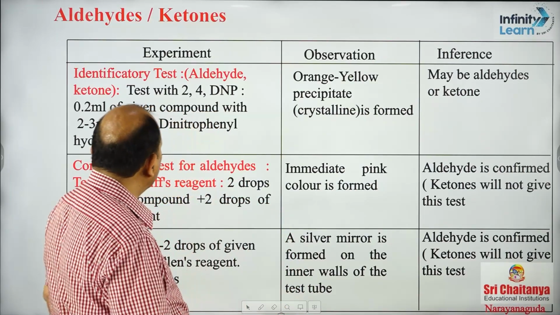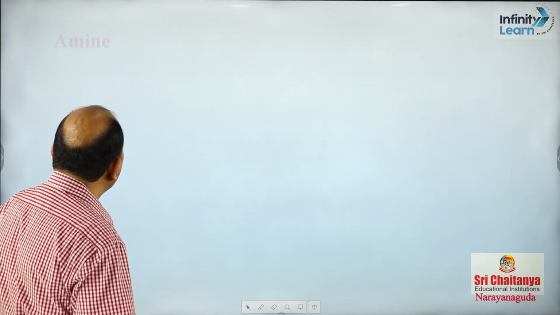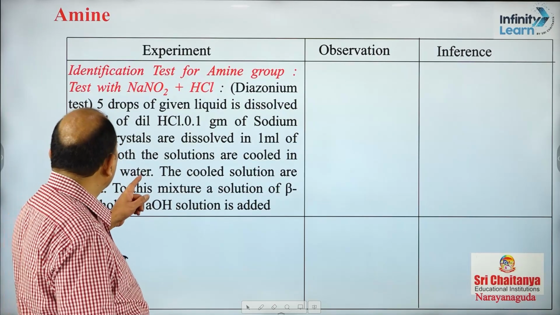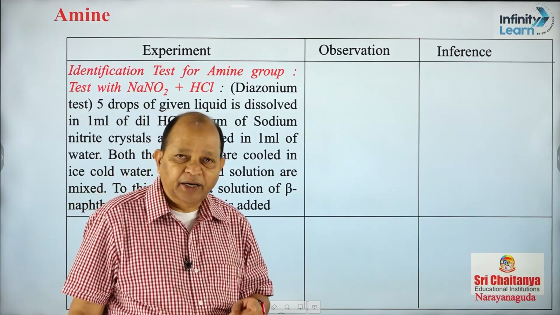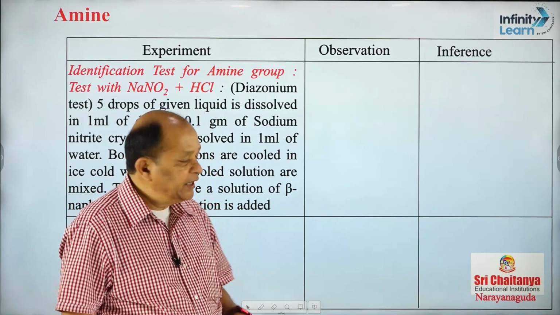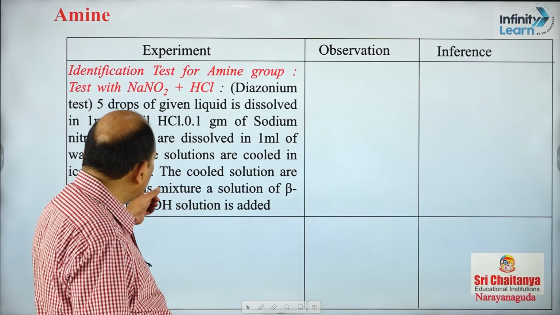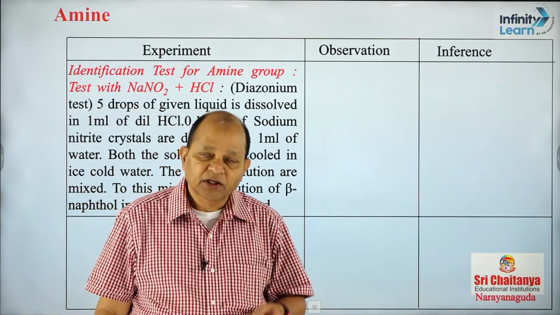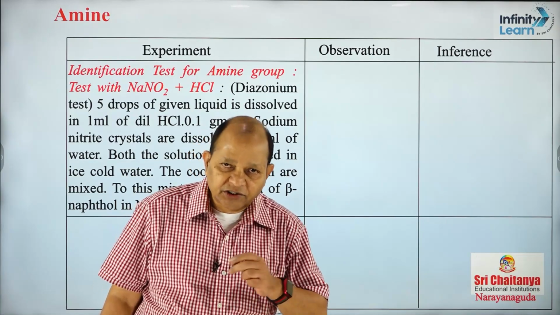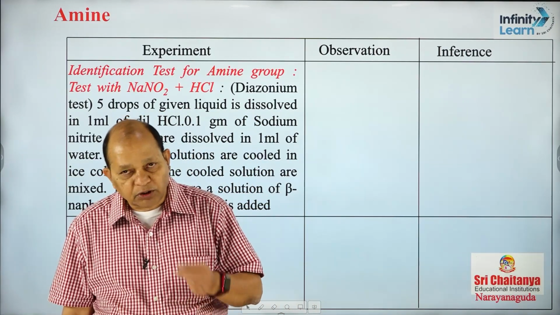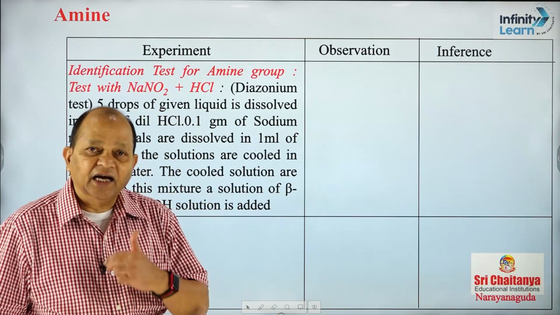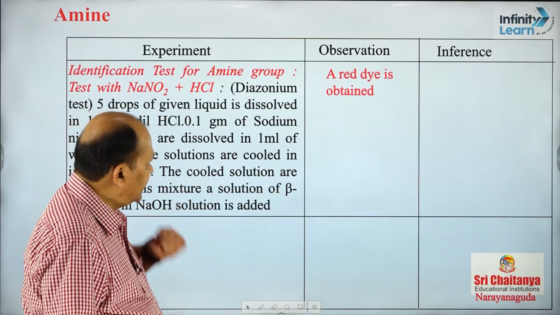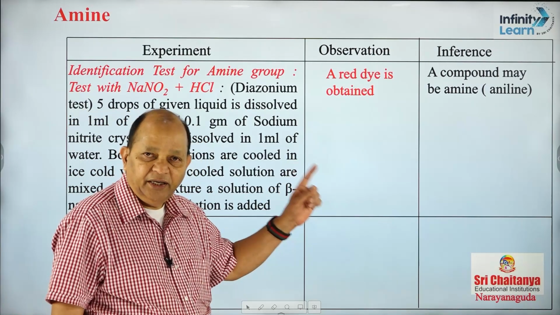Next, the last category of compounds, amines. These are basic compounds. We have 2 tests for this. In test one, we convert the given amine to a diazonium compound. How do you do that? The given amine is dissolved in dilute HCl at 0 to 5 degrees centigrade. In another test tube, sodium nitrite is dissolved in water, also at 0 to 5 degrees centigrade. Both are mixed, and we generate a diazonium salt. To that, beta naphthol is added. As a result, a red dye is obtained. So, the compound may be an amine.